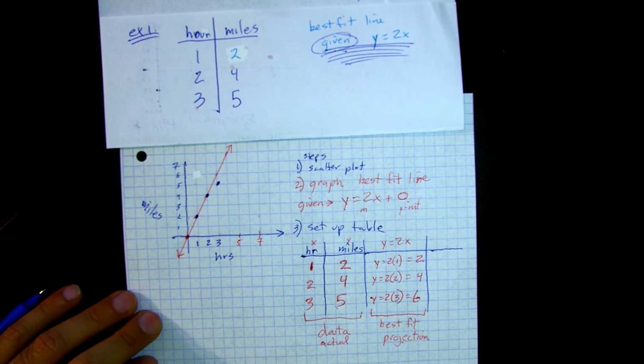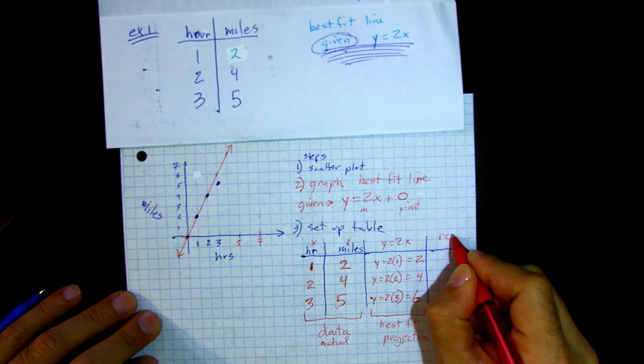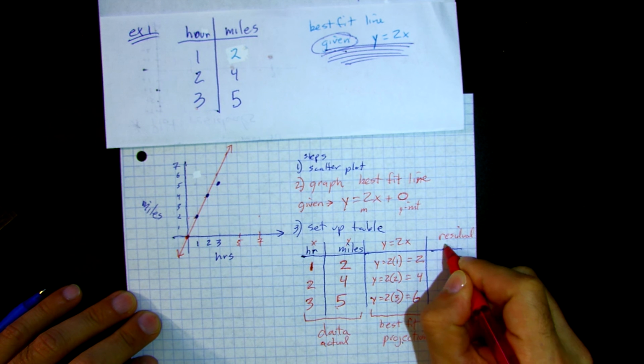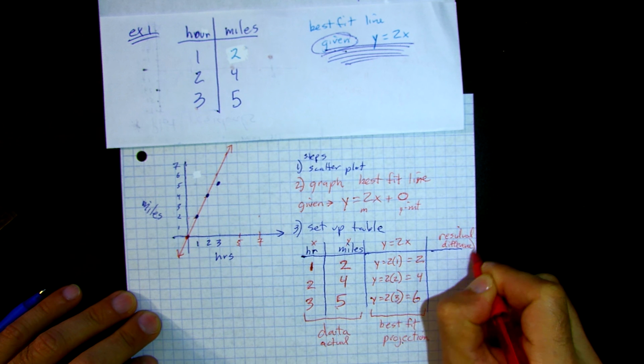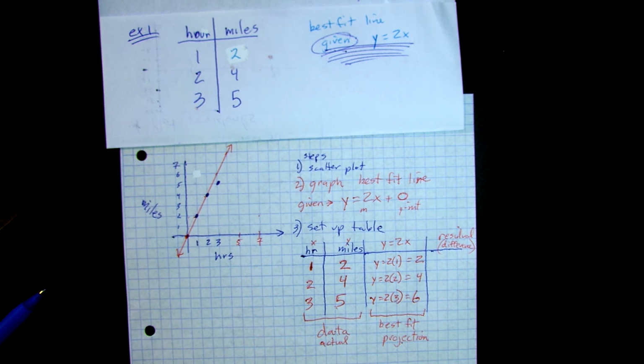Okay. Now, this is going to be our residual, right? And really what we're doing here is we're going to find the difference. Because the residual is how far off the data point is from the best fit line. Yeah, you got it. So watch what we're going to do.